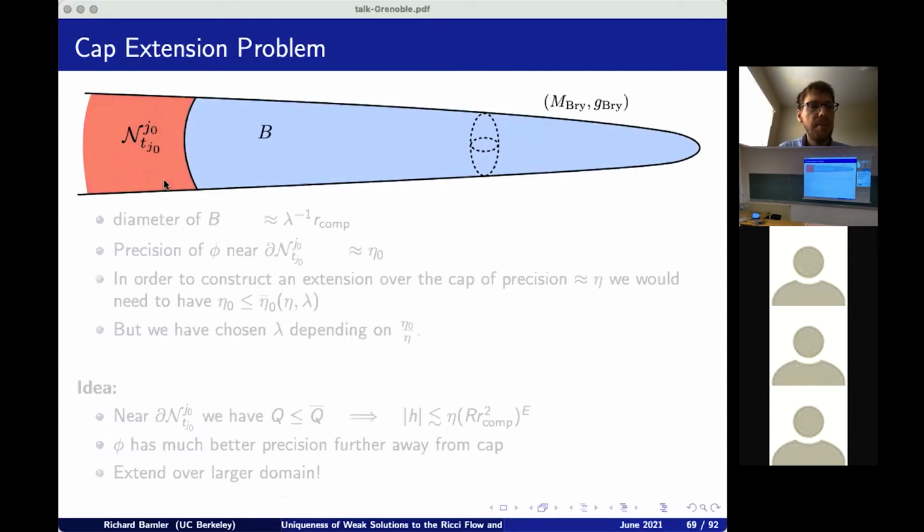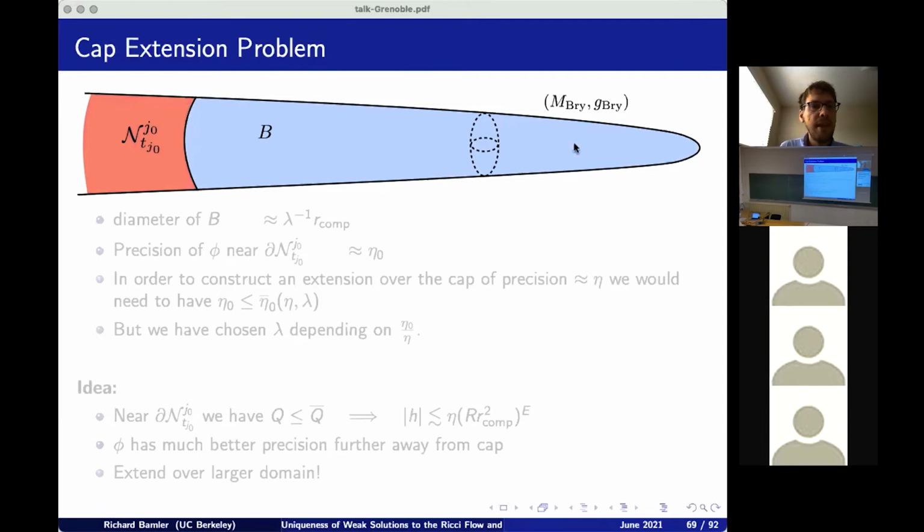This is the final time slice of the final comparison domain, the J0 step. And the comparison map here is defined on this red domain. This domain looks very close to a Bryan soliton. The entire region looks very close to a Bryan soliton at scale lambda times r comp. So I should have added lambda times r comp here. I'm sorry.